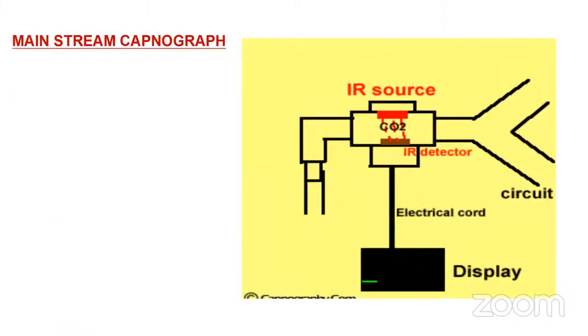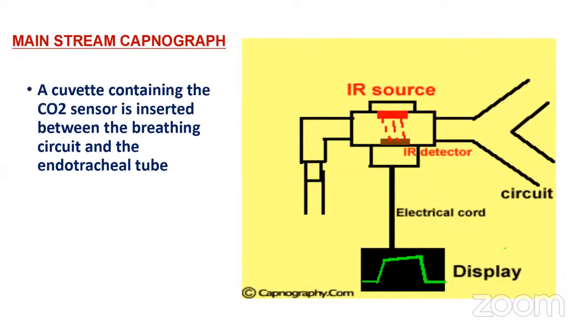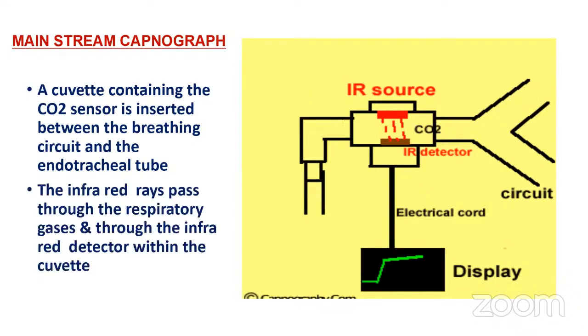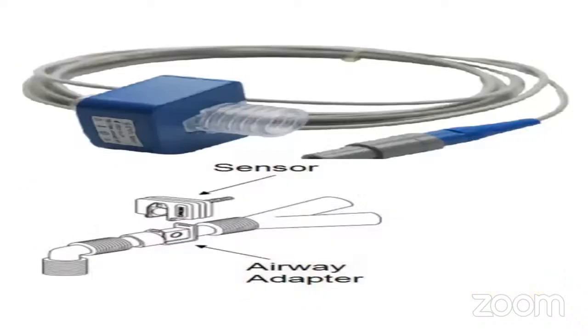This is the mainstream capnograph, with the infrared source and the detector. The cuvette containing the CO2 sensor is inserted between the breathing circuit and the endotracheal tube, like this one. The infrared rays pass through the respiratory gases and through the infrared detector within the cuvette. This is the adapter which we connect between the endotracheal tube and the circuit, and this is the detector.